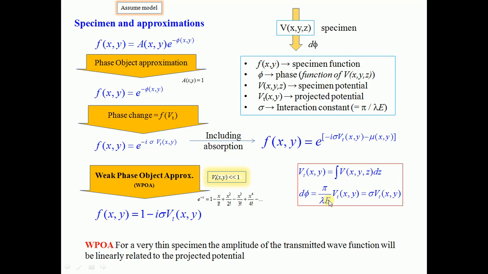And how is this dφ calculated? dφ is equal to π by λE times Vt. Vt is the integration of this, σVt, and this σVt appears there, so we get e to the power of iσVt, with φ equal to σVt. And when we do another approximation, called the weak phase object approximation, where σVt is less than 1, then e to the power of minus x is equal to 1 minus x, and all higher terms are neglected. So we get 1 minus iσVt. So this is f.